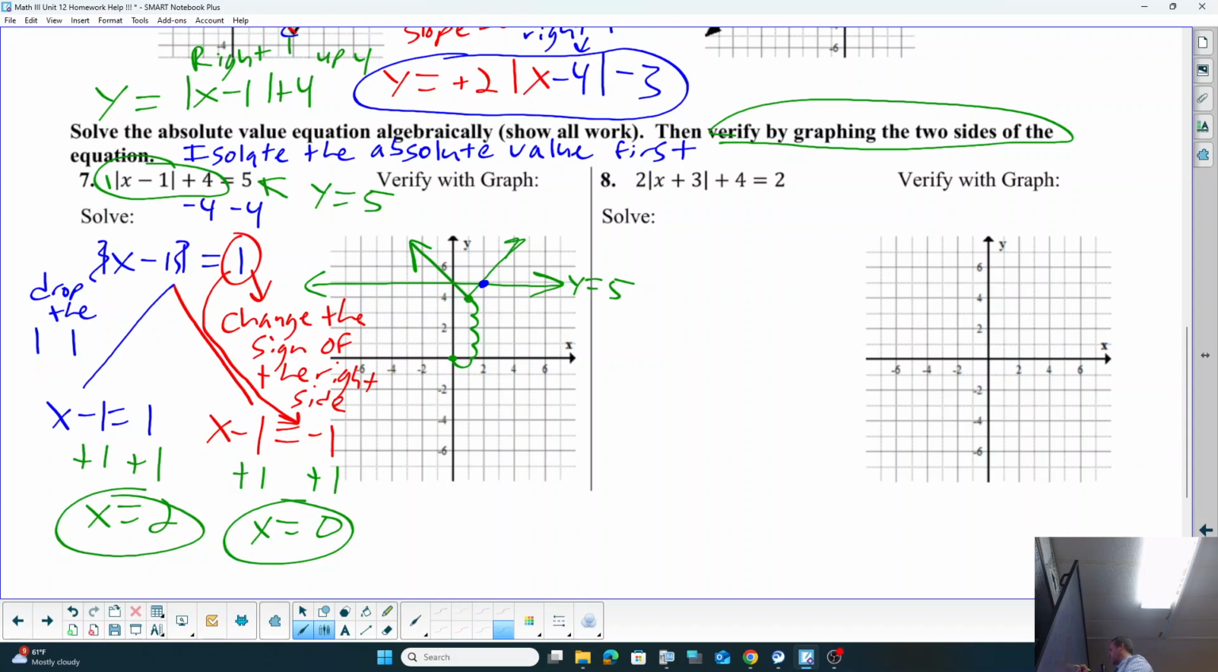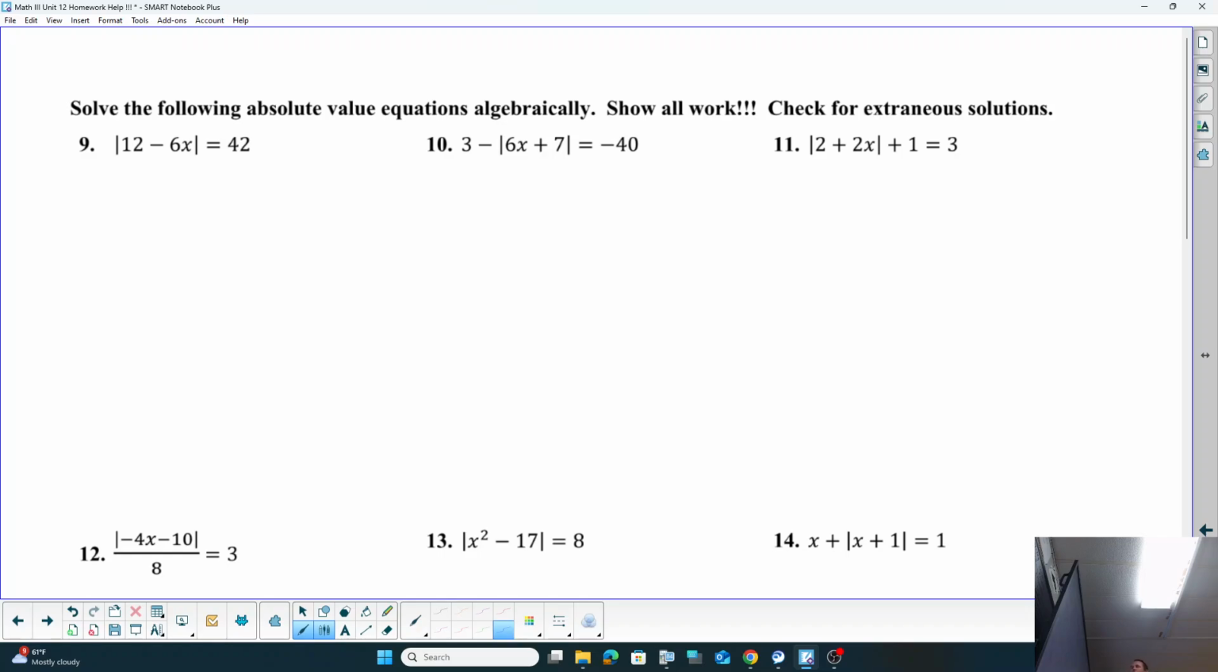So here's our intersection at 2, 5, and our other intersection right here at 0, 5. And so the x values, 0 and 2, are our solutions. We got 2 as our x value there, and then 0 straight down is 0. That's our two answers, 0 and 2. Nice. Okay, so then we go to the next one.